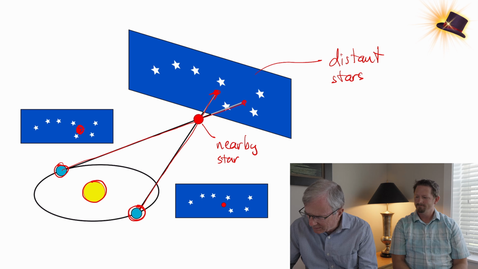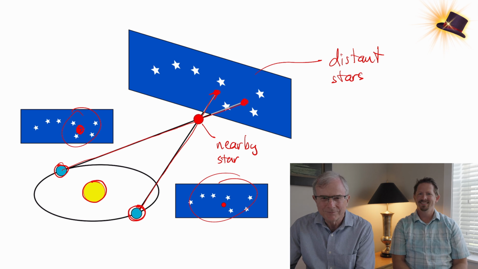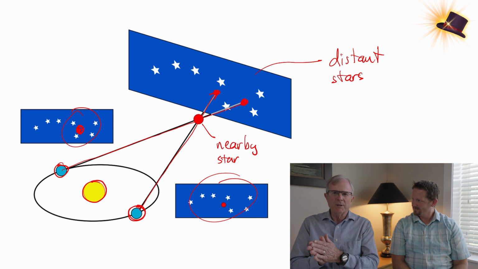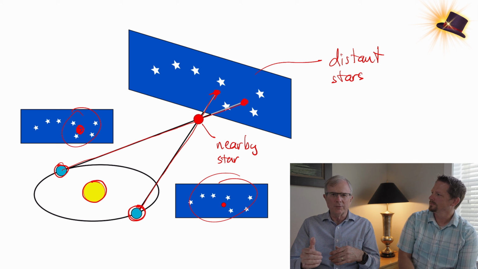Anyway, there are two different spots. I'm not sure these really are that helpful, but you can see that there's two different spots where they're projected against the distant stars. One way to do this experiment is to do it yourself, and that's to hold your thumb out in front of you.